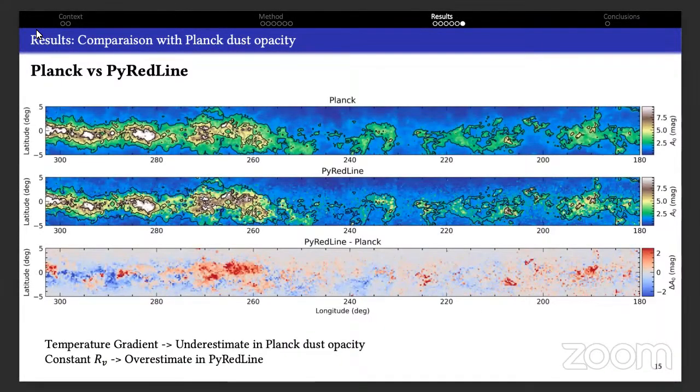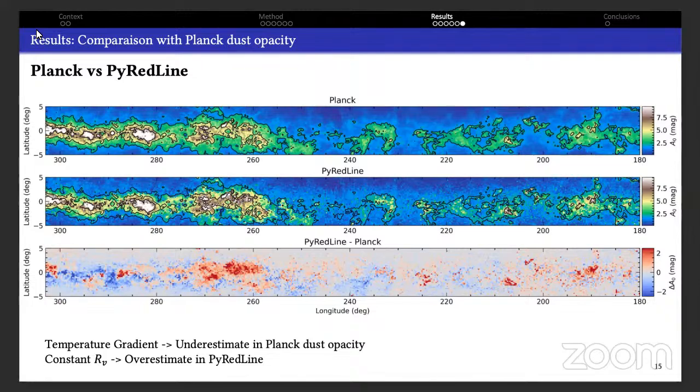Then we can compare our integrated extinction map here with the Planck dust opacity map here that has been converted into extinction for the sake of comparison. And what you can see is that the structures that we can identify with our map are very similar to what we can observe in the Planck dust opacity map. However, if you look at the difference more closely, you can see that we have some overestimation in the case of our method compared to Planck.